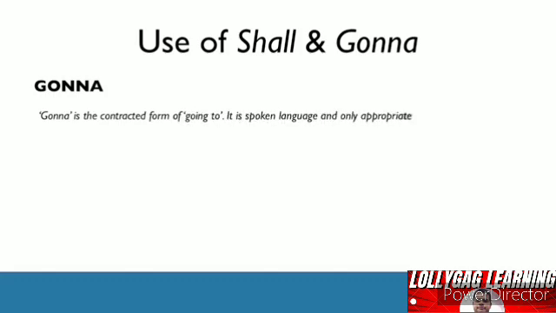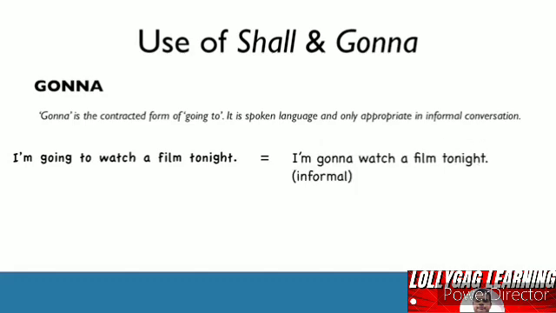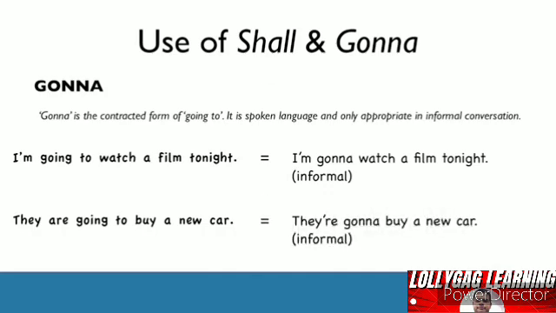Gonna is the opposite. It's a very informal expression and it's just a contracted form of going to. It's only appropriate in informal spoken contexts. So instead of I'm going to watch a film tonight, you could say, or you could hear, I'm gonna watch a film tonight. They're going to buy a new car. In an informal situation, you might hear, they're gonna buy a new car.